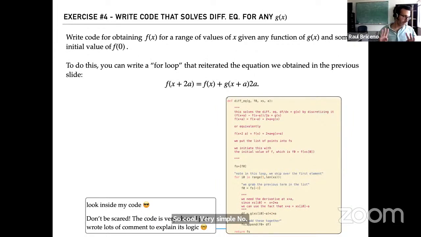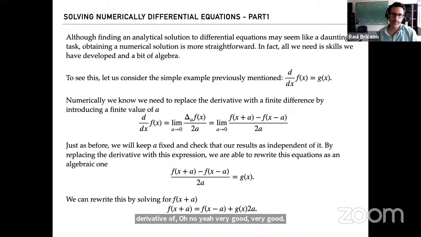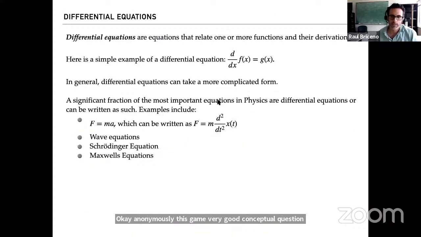Exercise number 4. Why wouldn't you use the original function that you took the derivative of? Oh, no, yeah, very good, very good. Okay, Anonymous is asking a very good conceptual question. What is this really solving, right? Right now we've been considering cases where we know the function that we're after and we take the derivative, right? And then we can get the right-hand side, right?